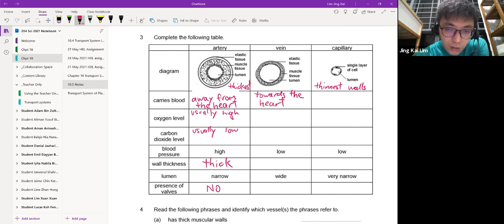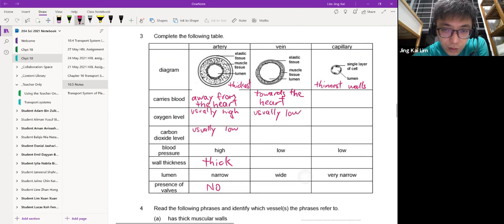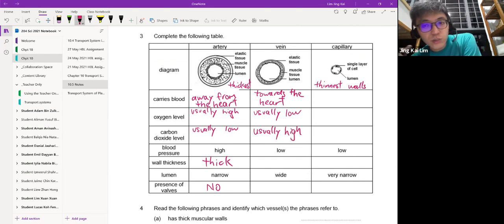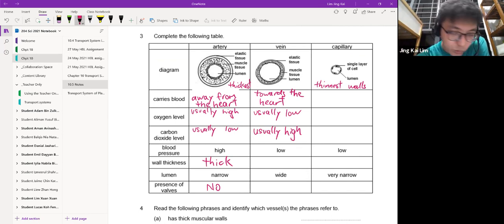In terms of oxygen level, usually they are carrying low oxygen level blood. Then for carbon dioxide, it is usually high. So again, there are veins that carry oxygenated blood. That's why I use the word usually, because it's not always true.